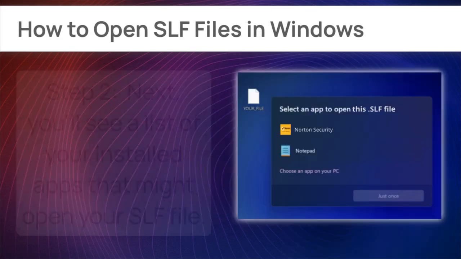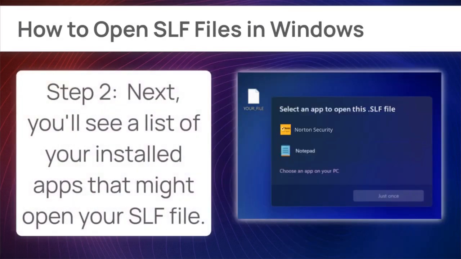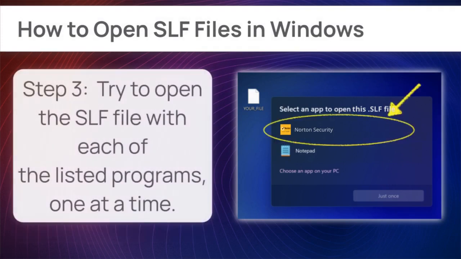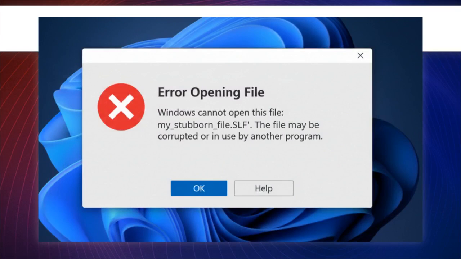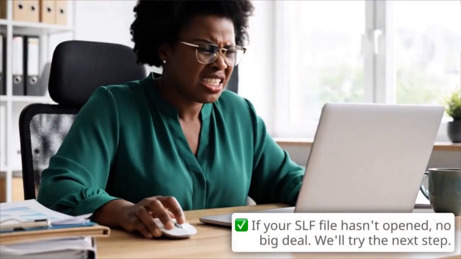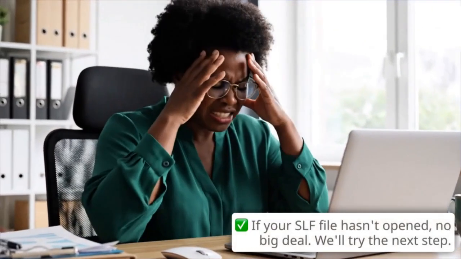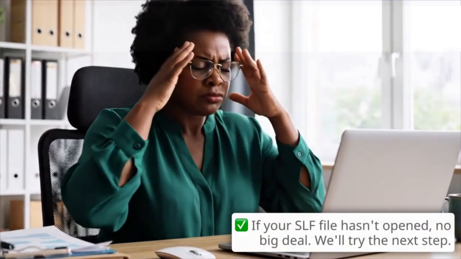Right-click your SLF file, then click Open With. Try Norton Security if you see it. If it is not there, test the next application. We are looking for a successful file link. If your SLF file will not open yet, do not panic. Before you download the universal fix, know what you're fixing. Here is a breakdown of the typical technical issues causing your SLF problem.